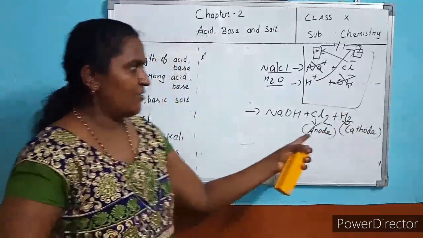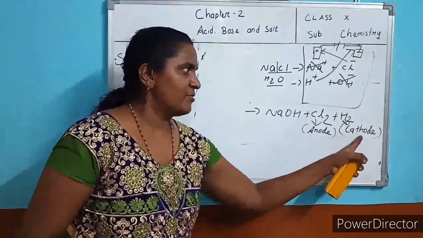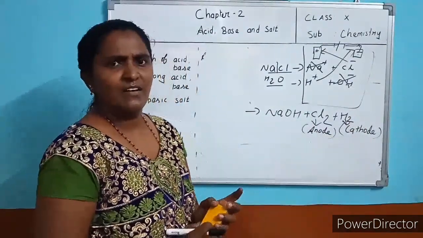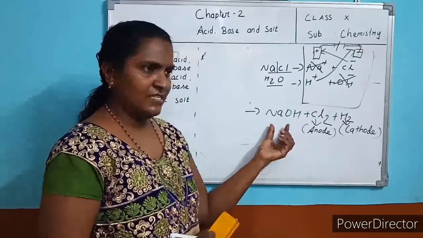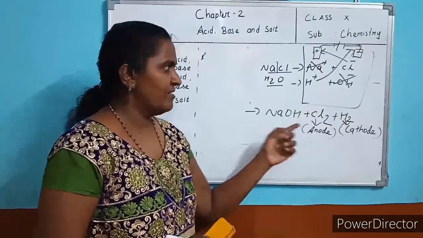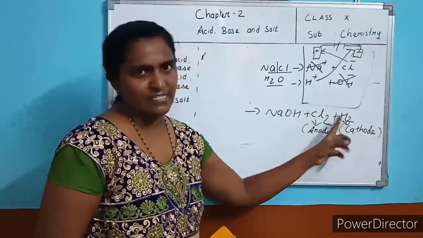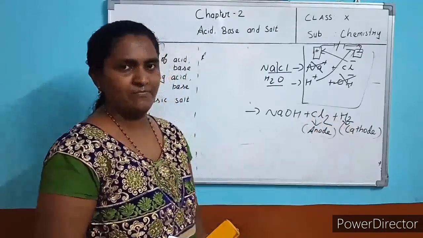Okay, this you mention. Understood? Anode is a plus rod, minus ion migrates. Cathode is a minus rod, plus ion migrates. Understood? The final products are caustic soda, chlorine, and along with that hydrogen gas is also liberated. These two are gases.